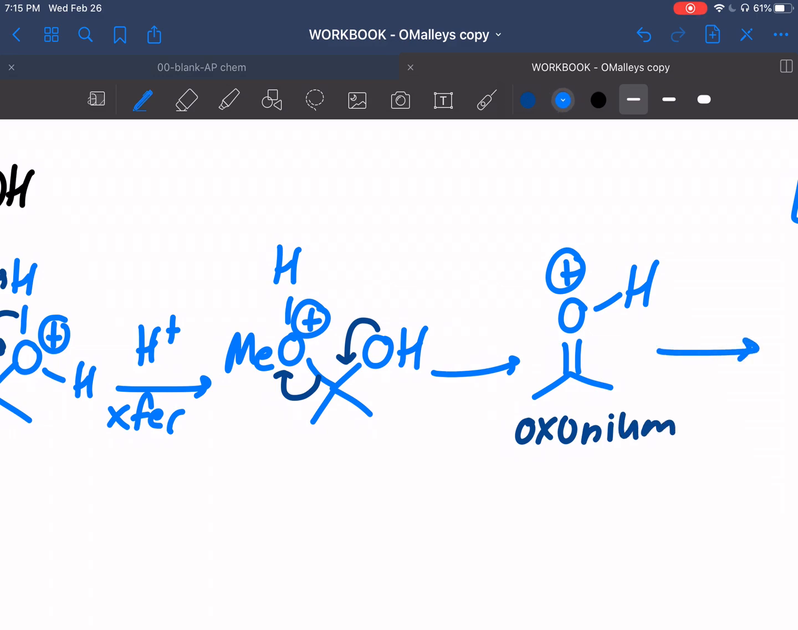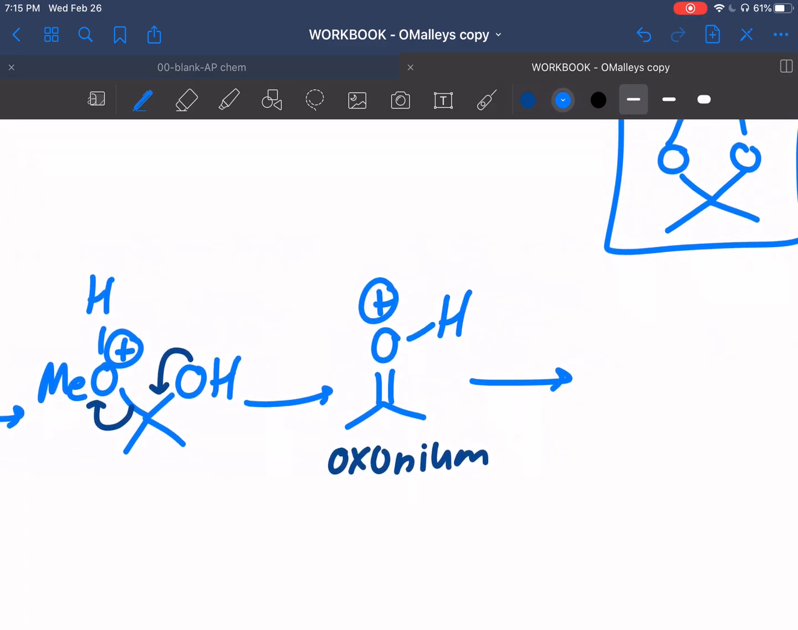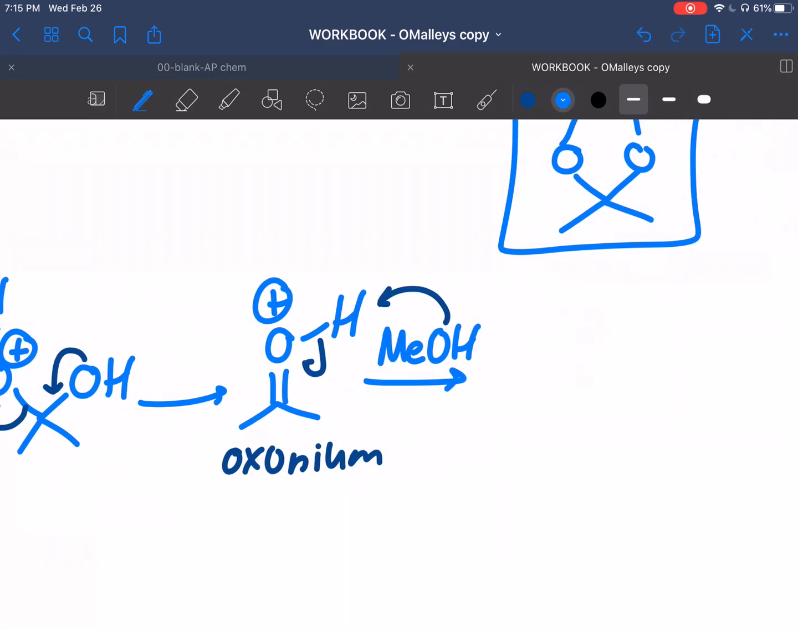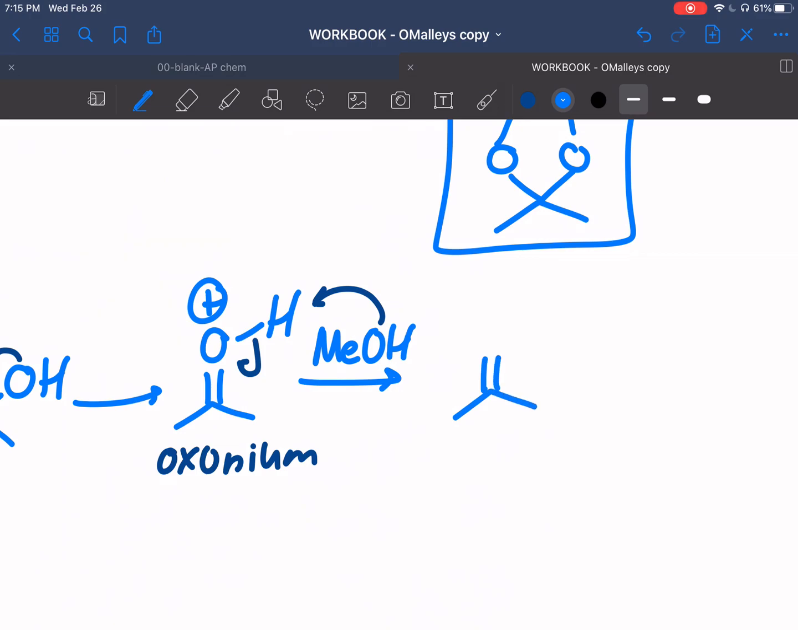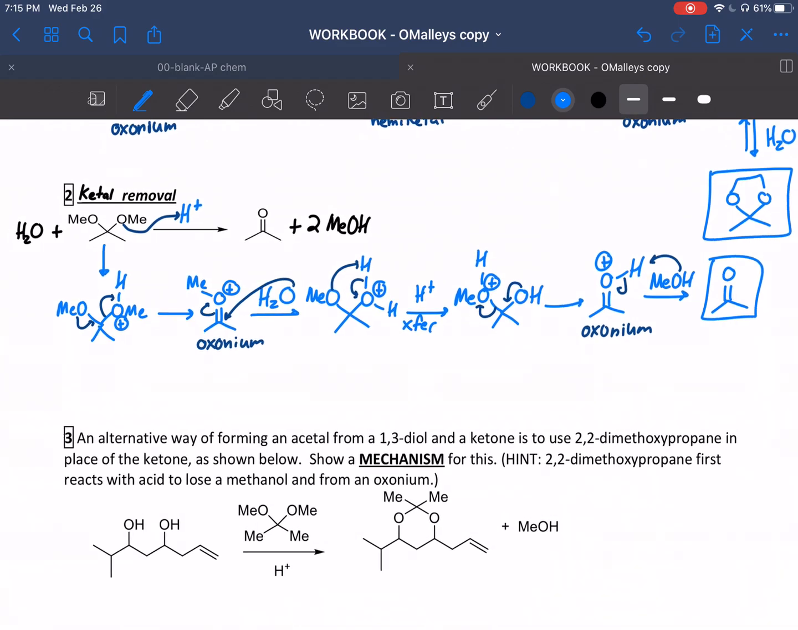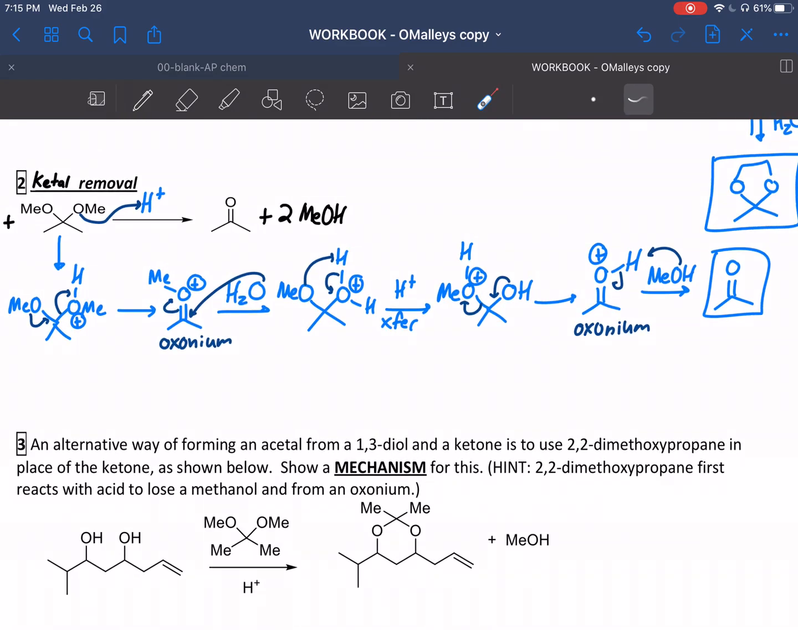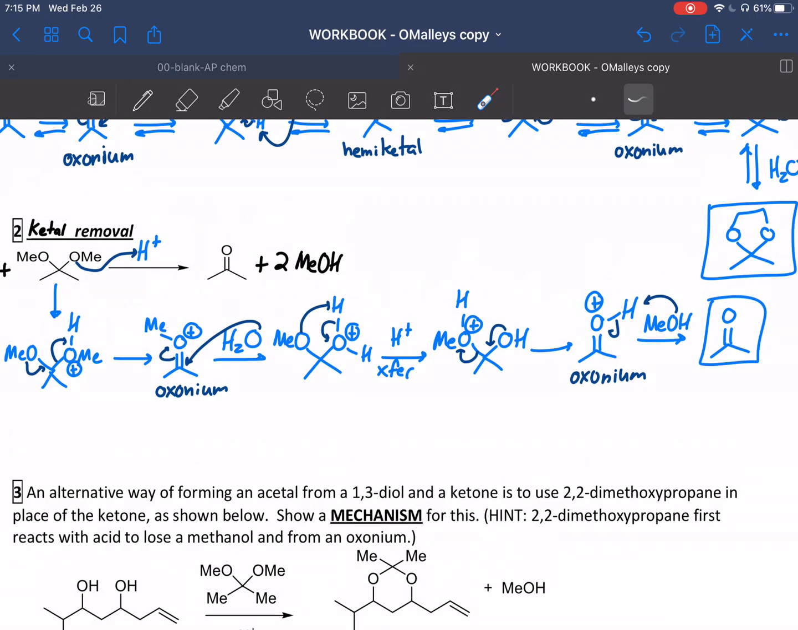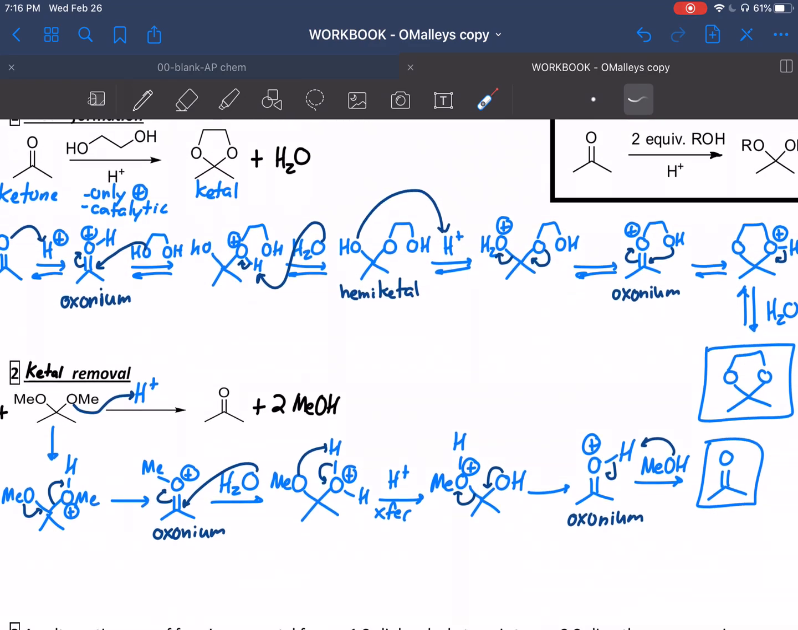So we're almost done with this mechanism. We're just one H plus removal away from the product. If we use methanol as a weak base, it can take away that lingering H plus right there, neutralize the oxonium, and that's how you get your ketone. This one's also reversible. I just didn't put the reversible arrows there, but you can see a lot of common features where you have oxoniums, things that look like hemiacetals, and only positive charges along the entire mechanism. So that's how you create a ketal and how you remove it.